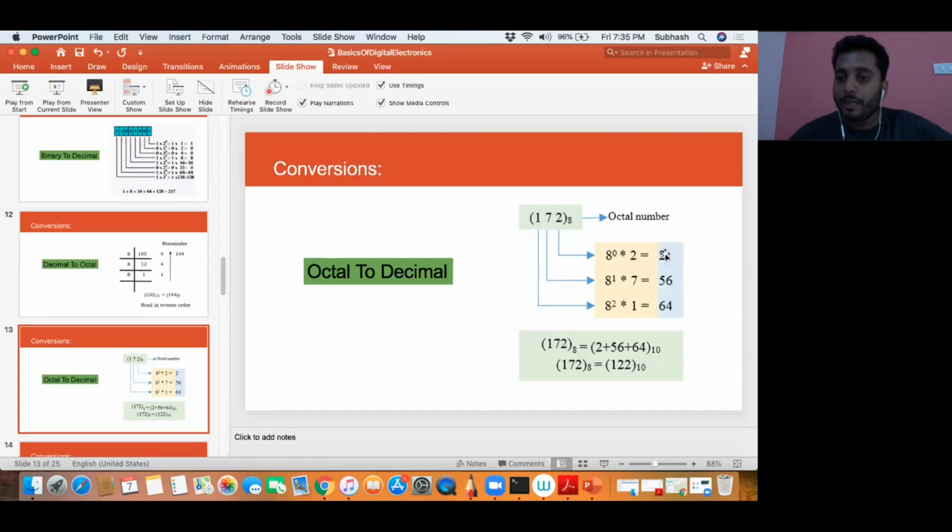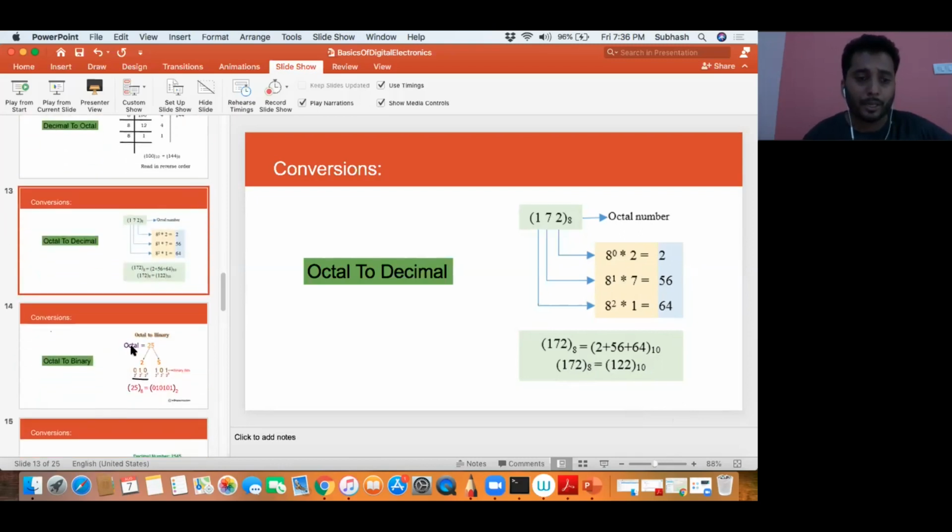Okay, which will result in 2, 56, and 64. When you add it together, you get 122. So 172 in octal is equal to 122 in decimal format. Okay, so this is octal to decimal conversion, which is again very straightforward and very easy to follow. Now let us move to the next slide, which is octal to binary.